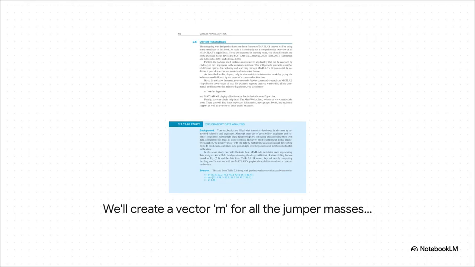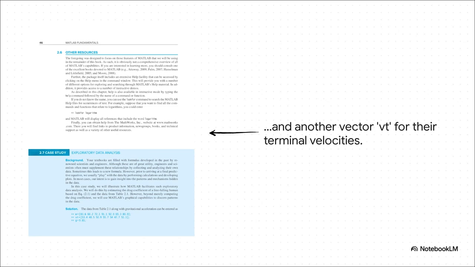So let's make this real. We're going to create a vector, and we'll call it M for mass. Then you see those square brackets? We just type out that whole list of jumper masses, separated by spaces. In one single line, all of our mass data is now organized and ready to go. And then we do the exact same thing for the velocities. We create another vector, we'll name this one VT, and we type in all those speeds. And just like that, our two columns of raw data are now neatly organized as variables right inside our digital lab.